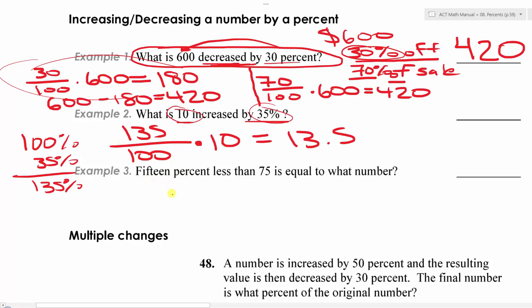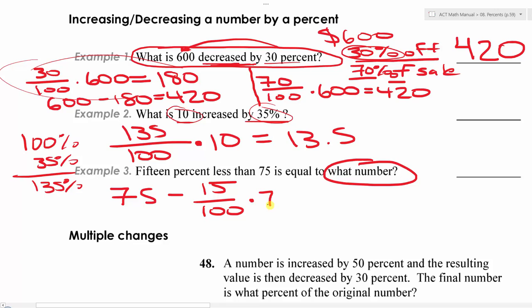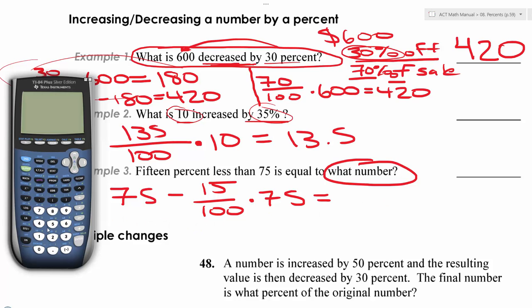Example 3, I'll do this with the two-step solution. So 15% less than 75 is equal to what number? So 15% less than 75 means 75 decreased by 15% of itself, or of 75. So this one I'm going to do in the calculator.